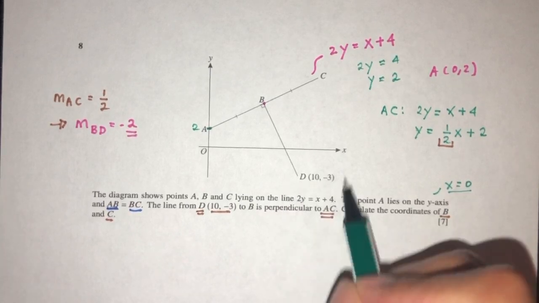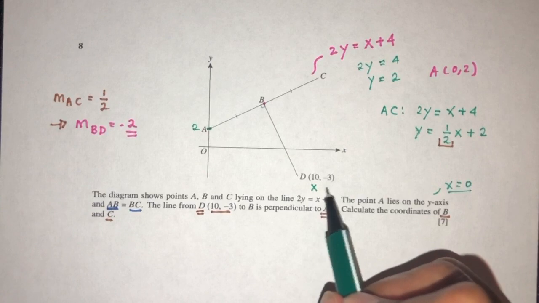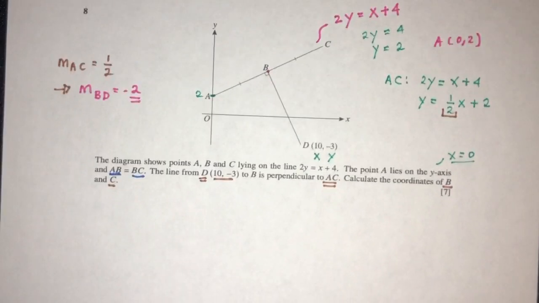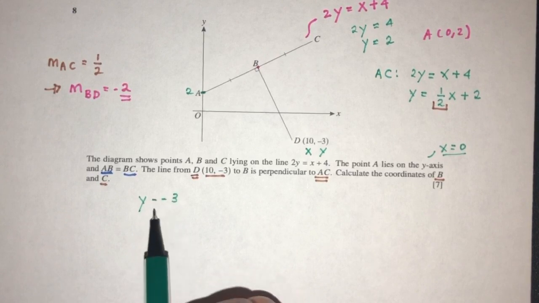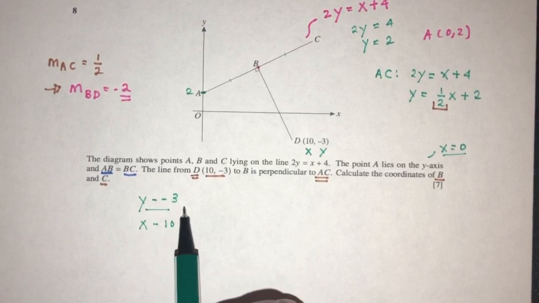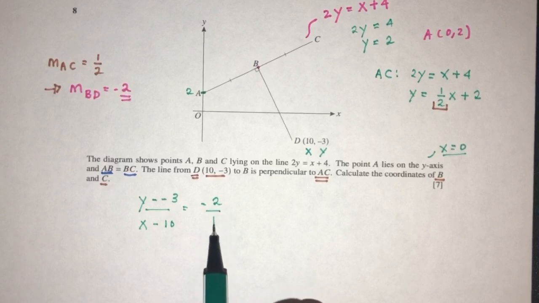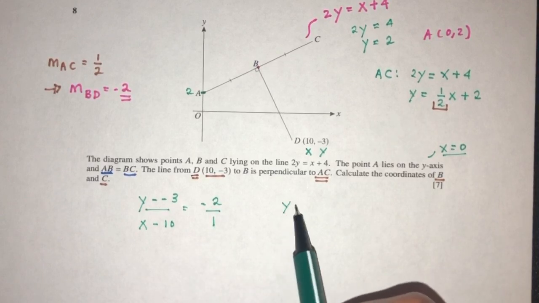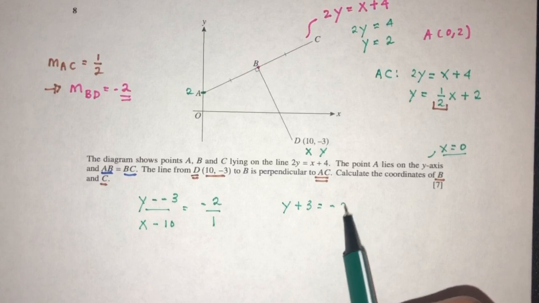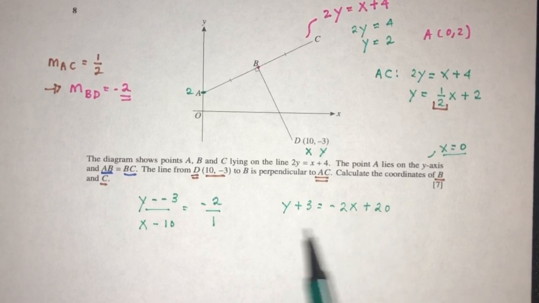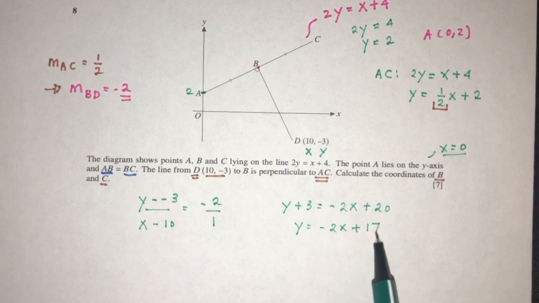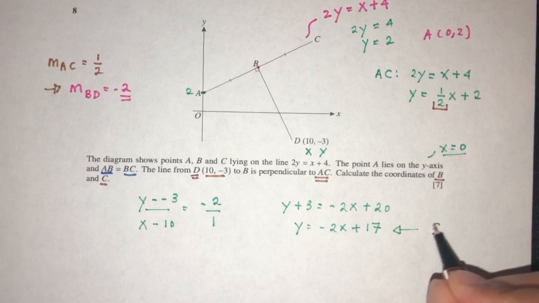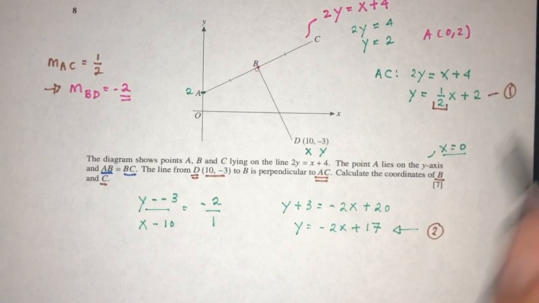Now we have a passing point, which is (10, -3). This is my x value and my y value. I can use that to find the equation of my line BD. So (y minus -3) over (x minus 10) should be equal to the gradient. Cross multiply, you will have y plus 3 equals minus 2x plus 20. y will be minus 2x plus 17. That is my equation for the line BD. That is my equation number 2, and the earlier one is equation number 1.